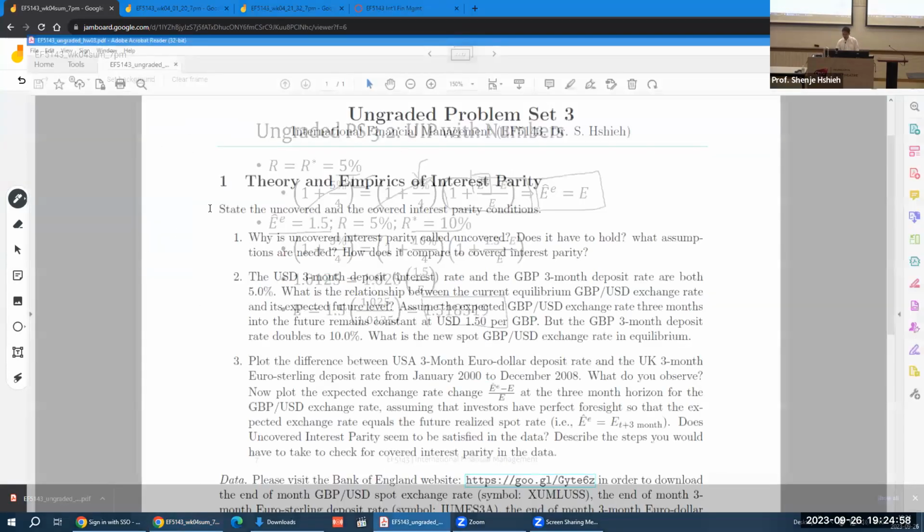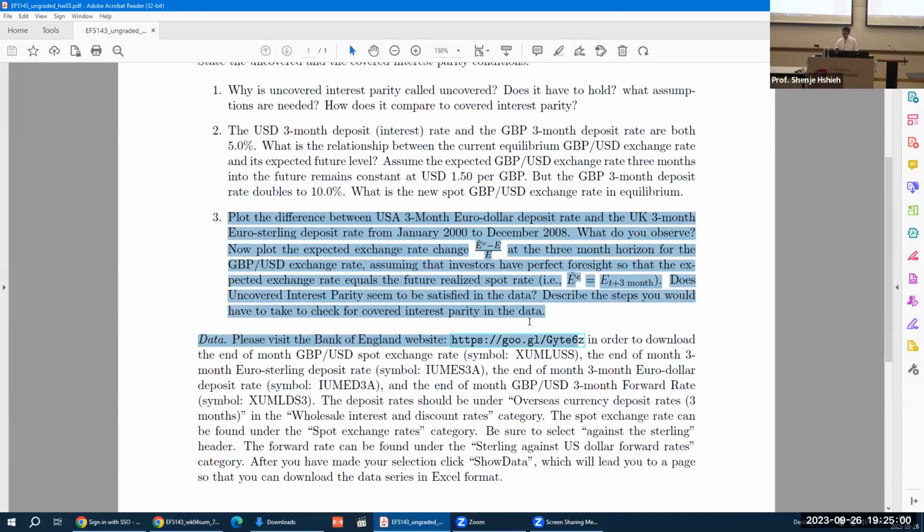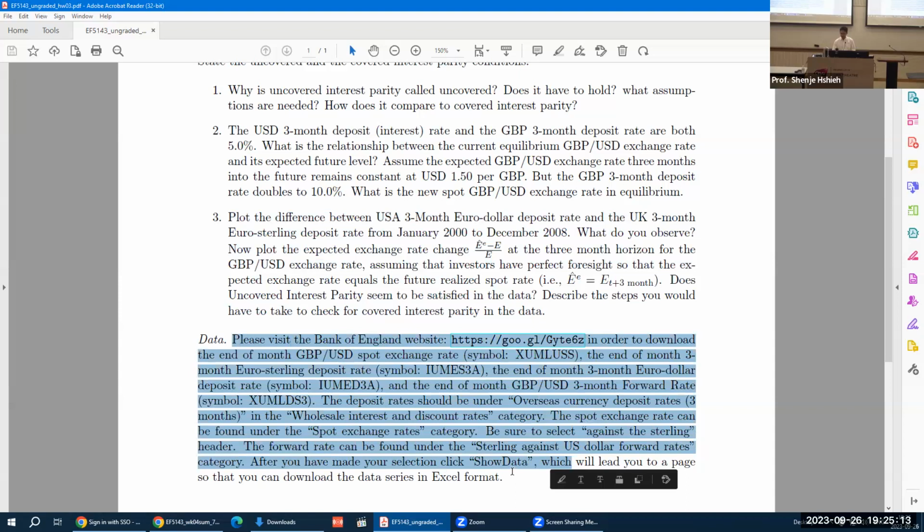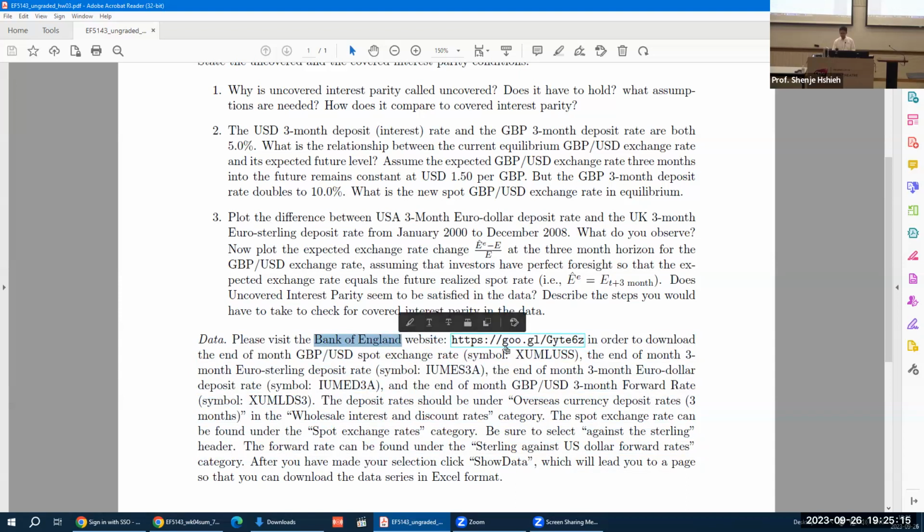The last part I'll leave to you to figure out. So the answer key is online. You just download the Excel sheet. I even pulled the data for you, but if you really want to do it yourself, you can actually find all the data that I pulled from the Bank of England. So on this website, just click on that link, download data for 3 months, I believe. Yes, 3 months. And once you have the interest rate data, you can start testing CIP and UIP.